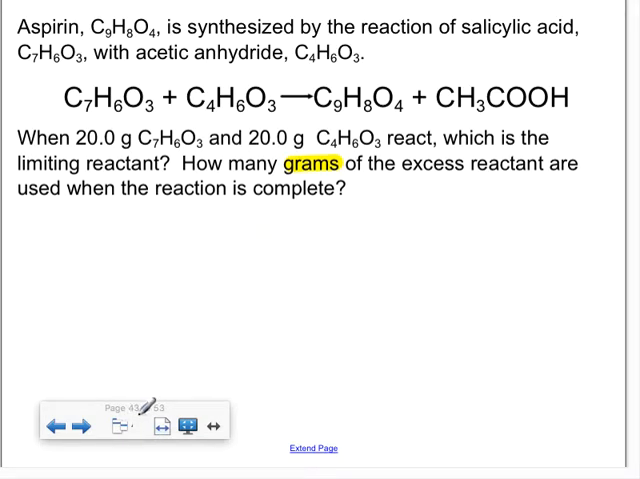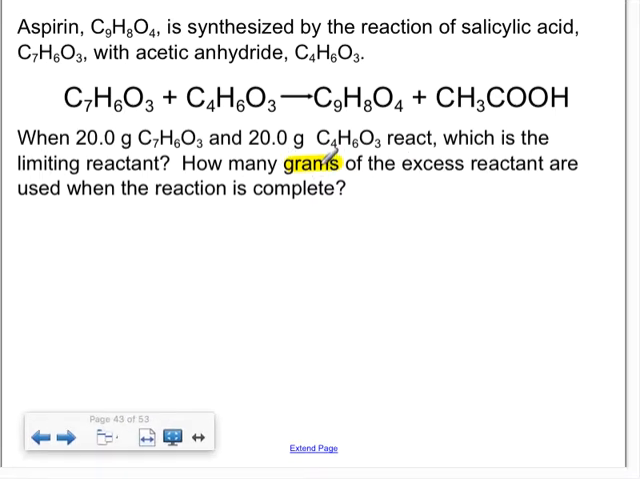So let's take a look at an example here, and you might need to cross out a word because I'm not sure if I have grams or moles written on your active notes. But we're looking at aspirin, how it's made from salicylic acid and acetic anhydride. And they want to know, okay, if you're given 20 grams of both of these reactants, what is the limiting reactant? And then for your excess, how much is used when the reaction is complete. So I'm going to use method one here, where you choose a reactant and you get to the other reactant and then compare the values of your given to what you need.